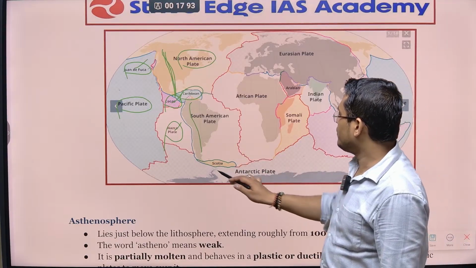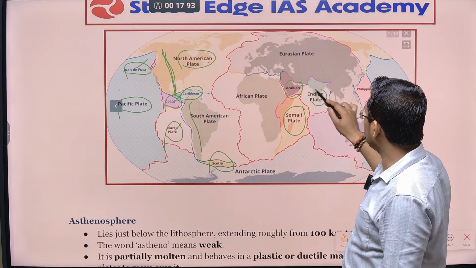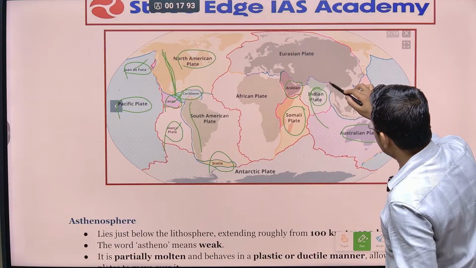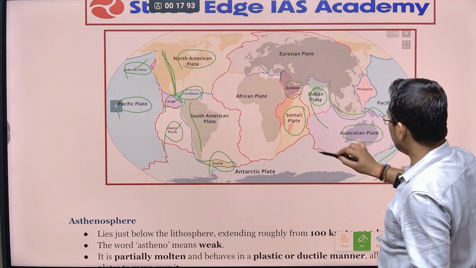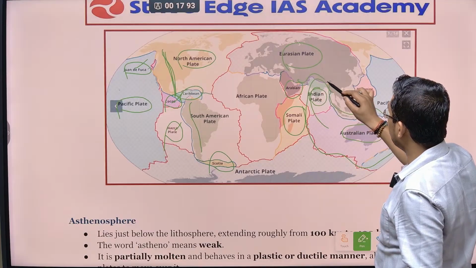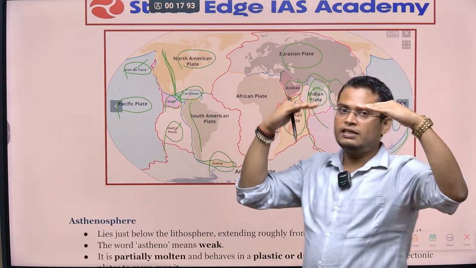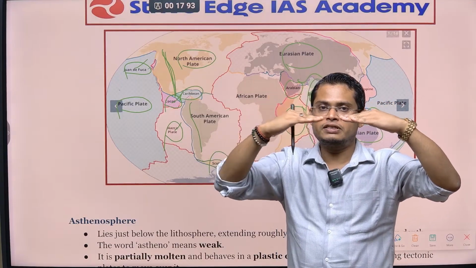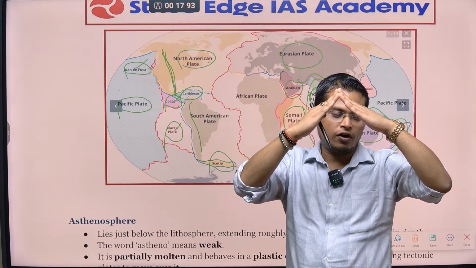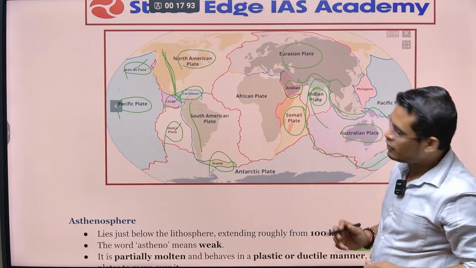Okay, then Scotia plate, then Somali plate, Arabian plate, Indian plate. Look, because of this Indo-Australian plate, these plates actually move northward. And this is colliding with the Eurasian plate, and that is the reason you find the Himalaya here. So whenever two plates collide, let's say this is the Eurasian plate and this is the Indian plate, the Indo-Australian plate, they collide together, and because of that there is a folding and rising of the Himalaya. So this is giving you the understanding of how a mountain is formed.